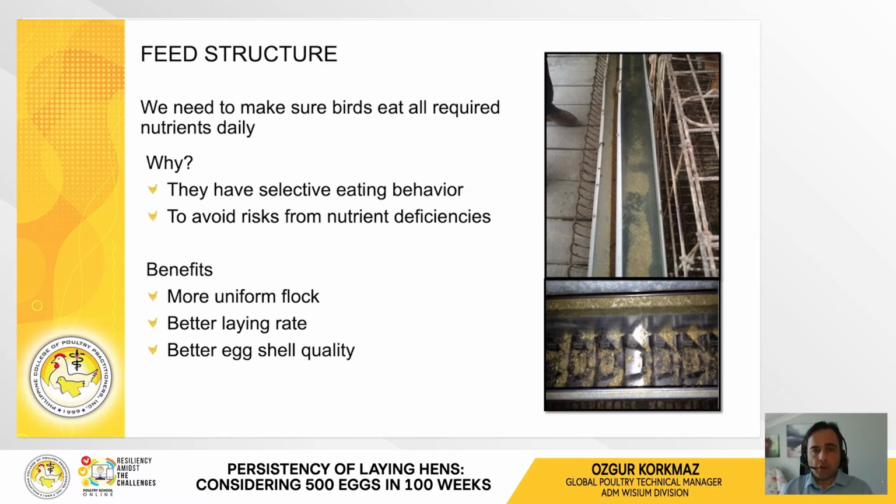We need to make sure birds eat all the required nutrients on a daily basis. That's why we apply anti-feeder techniques at lunchtime for 2 hours. We need to let them finish all the fine particles as much as we can. Why do we do that? We know that they have a selective eating behavior to avoid the risk of nutrient deficiencies. Benefits of feeding techniques: we will have a more uniform flock, better laying percentage, and better eggshell quality.